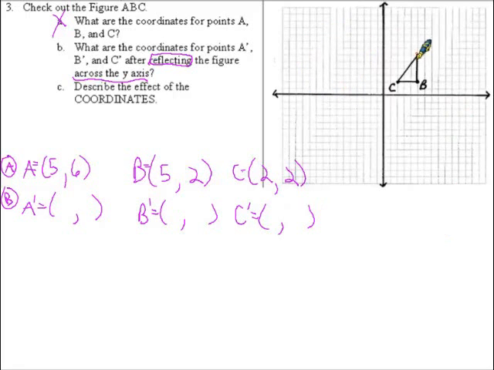So let me show you how you do it. You're going to start at point A, or you can start at any point you want, and I'm going to see how far. 1, 2, 3, 4, 5. How far point A is from the y-axis, and then I'm going to go that same exact distance on the other side. So it's 1, 2, 3, 4, 5, and I'm going to put a little point there. Let's change the color, and we'll label that A prime.